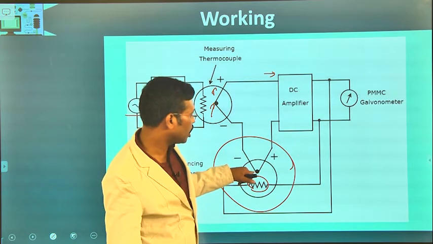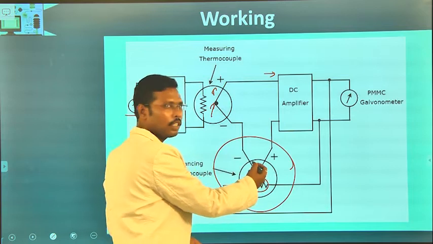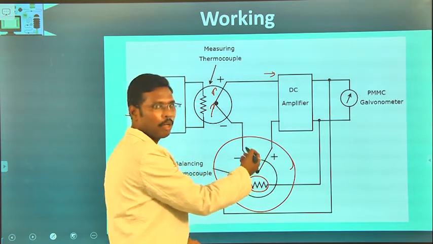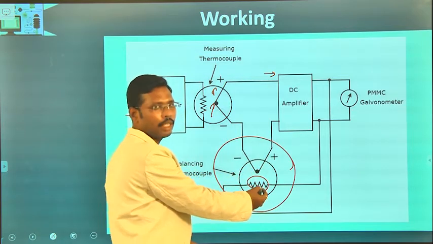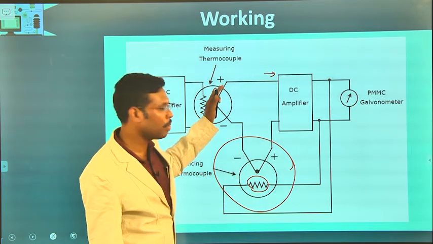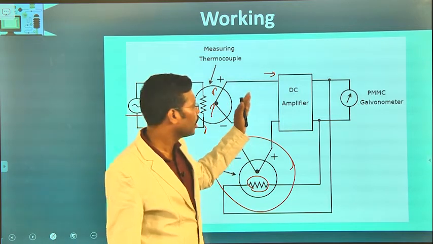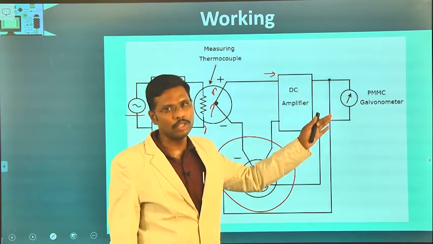So, this thermocouple also will come back to the situation. The voltage of the thermocouple also will increase according to the heat generated by this coil, and the outputs will again match. The input thermocouple and the output thermocouple outputs will be matched, and the error signal will be 0, and the PMMC will be back to 0 position.